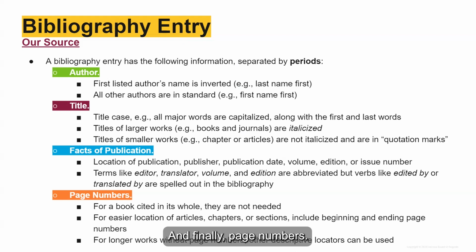And finally, page numbers. So for a book cited in its whole, page numbers are not needed in the bibliography entry because they've been included in the note entry. For easier location of articles, chapters, or sections within a book or journal, you would want to include the beginning and ending page numbers. And for longer works without page numbers, you could use other descriptive locators like a paragraph number or other kind of information. However, this may not be necessary with online sources.